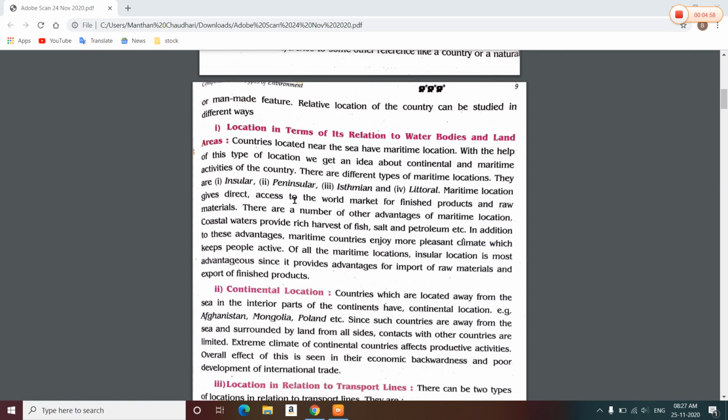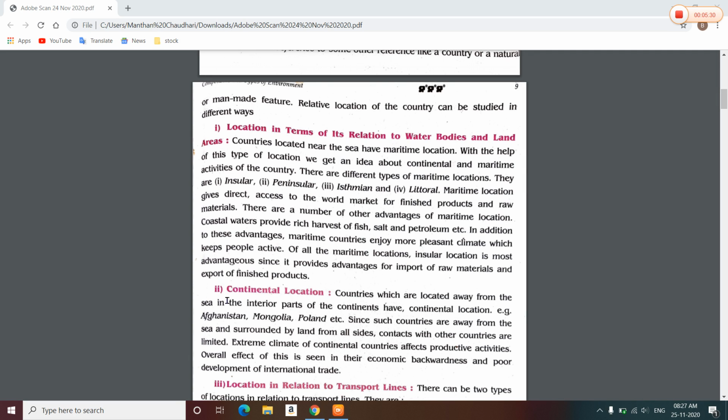Peninsular location means what? Three sides of a country are covered with water. For example, India. Then third one is isthmian location, littoral location, etc. Maritime location gives easy access to international trade. Countries having maritime location enjoy more pleasant climate, which keeps people more active.